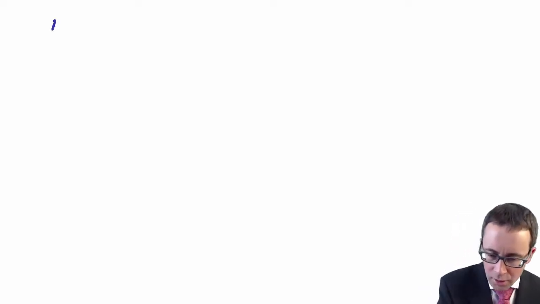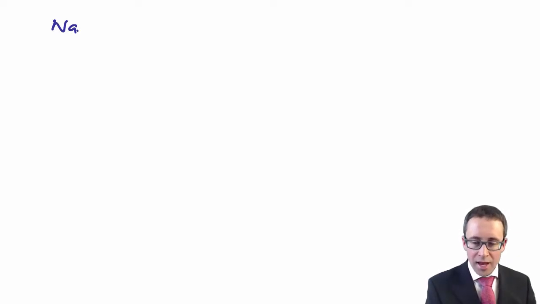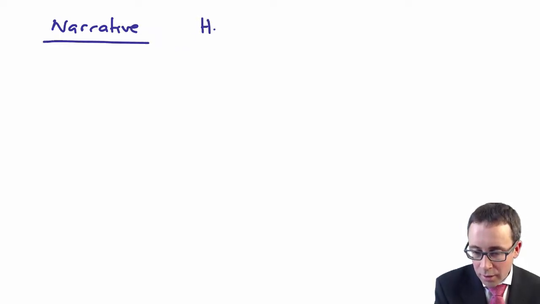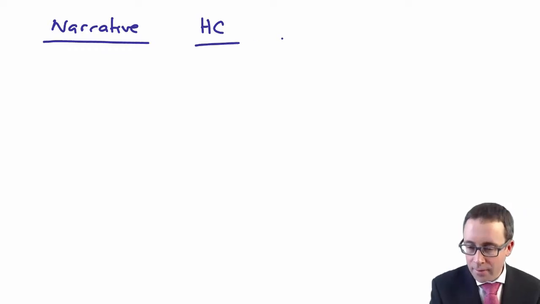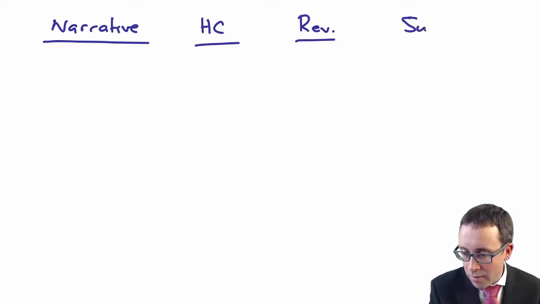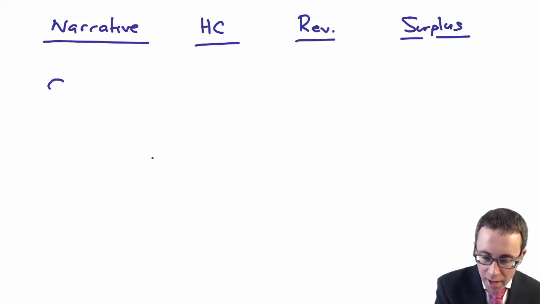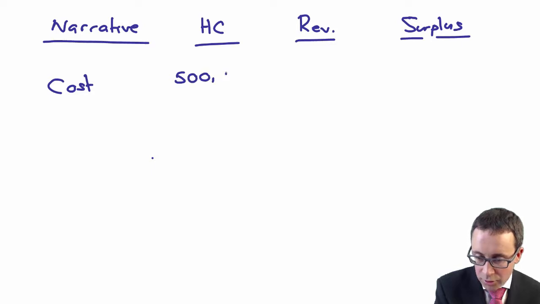So let's go through and look at how we account for it. What I do is put up a 4-column approach whenever I have a revaluation. So I go through and look at my narrative, I look at my historic cost, so I'll just put HC, I look at my revaluation, and then I look at the surplus. The narrative: we look at the original cost, so the original cost was $500,000.